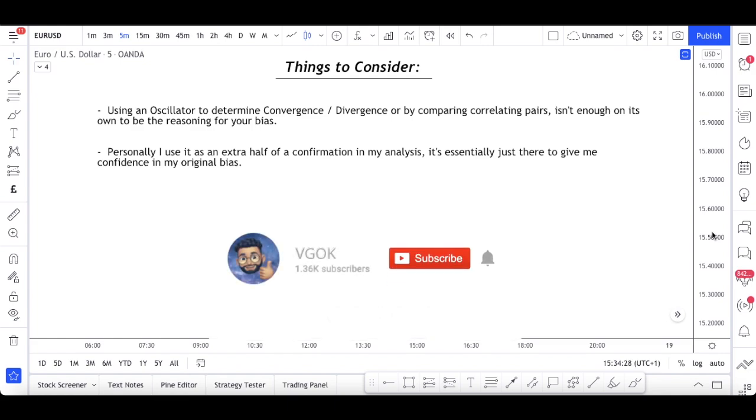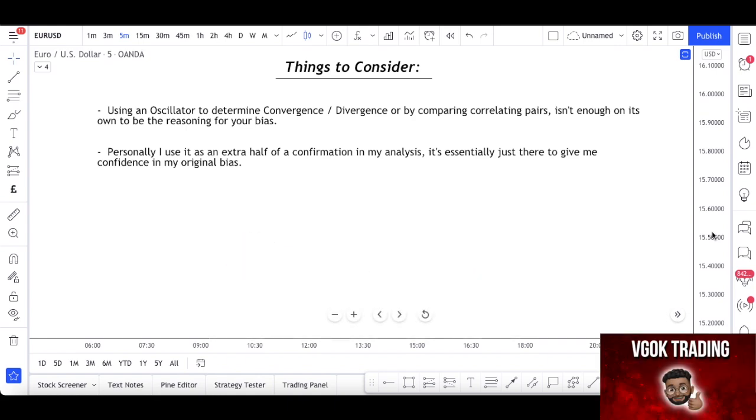Now, there is actually one more thing I'd like to bring up regarding using convergence and divergence in your analysis or in your trading plan. Identifying convergence or divergence isn't enough on its own to form a bias and place trades upon. I personally look at it as an extra half of a confirmation. Essentially, it's just there to give me more confidence in my original bias if the convergence and divergence is there.